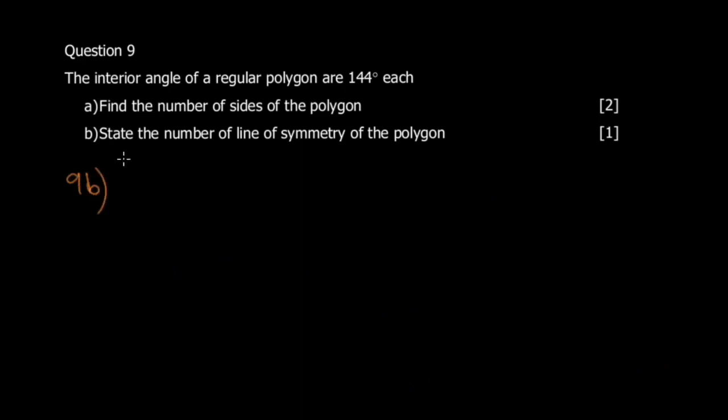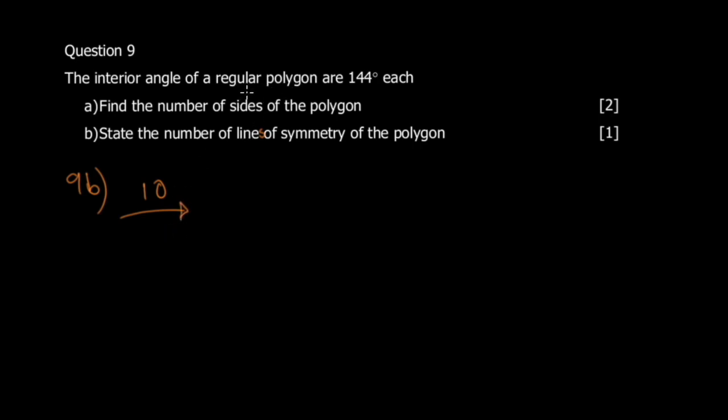And then question 9b says state the number of lines of symmetry of the polygon. So for a regular polygon, the number of lines of symmetry equals the order of rotational symmetry as well. For our case, we found n equal to 10. So the number of lines of symmetry would be 10 as well. This is true for any regular polygon.